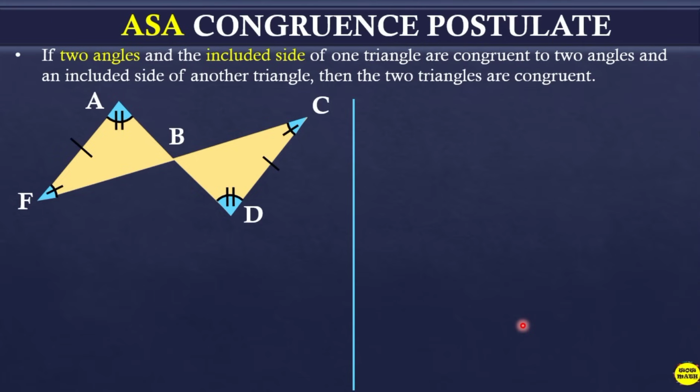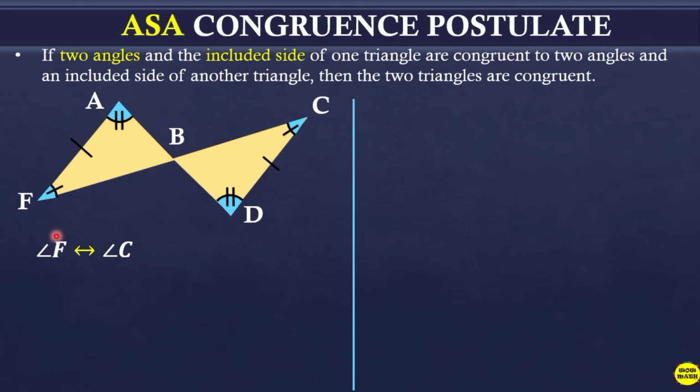Now, let's have the ASA congruence postulate. So, if two angles, so these are your two angles, if two angles and the included side, so included, nasa gitna dapat, of a triangle are congruent to two angles and the included side of another triangle, then the two triangles are congruent. So again, your side here must be included para ma-consider natin siya as ASA. Okay? So let us identify the corresponding parts of the triangle.